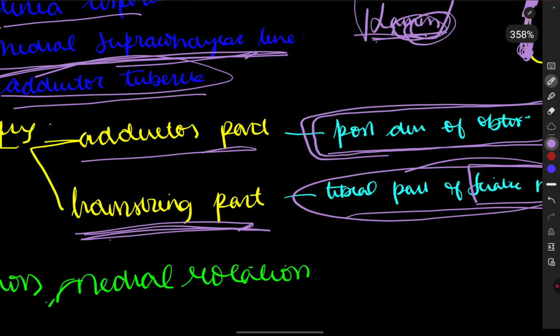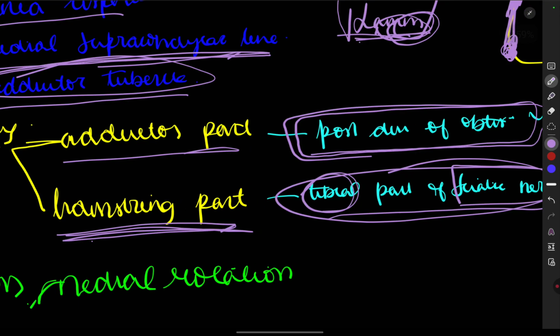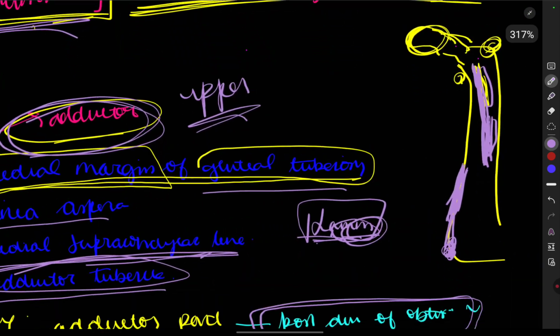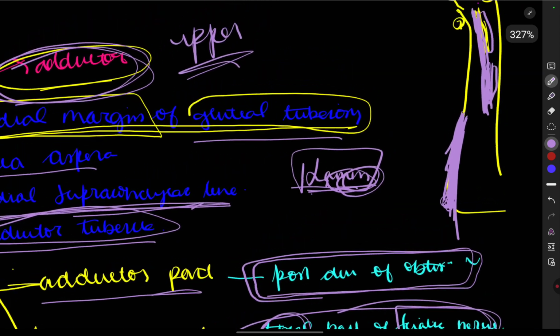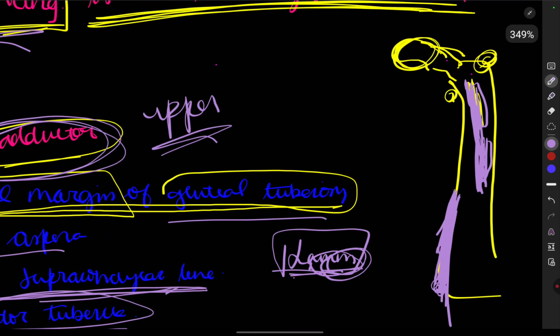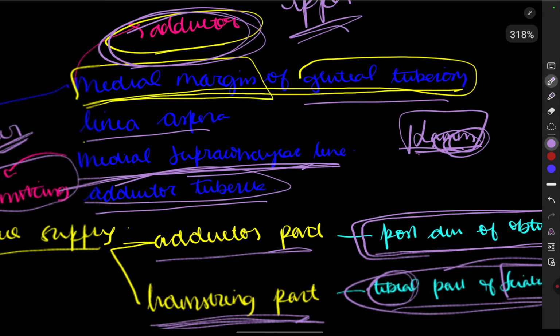Now it is getting inserted on the tibia, right? So the tibial part of the sciatic nerve. Which one? The hamstring part. It is going downward, so down to the tibia. So the tibial part of the sciatic nerve, and for the adductor, the posterior division of the obturator nerve, okay?